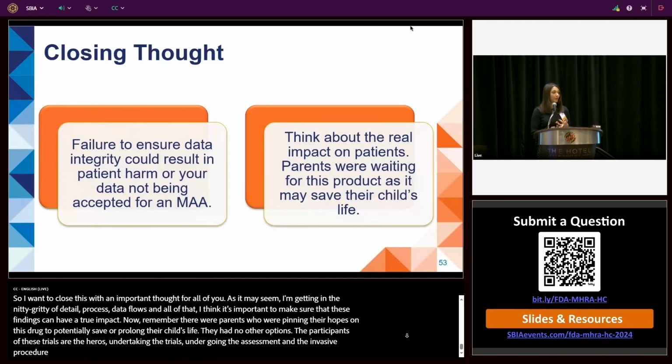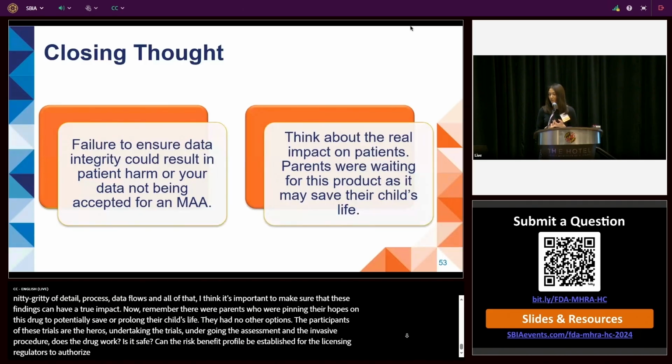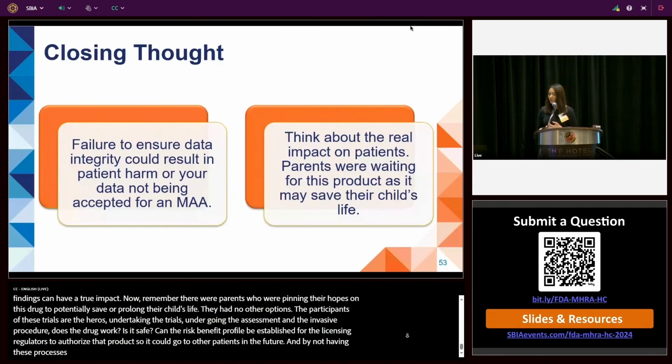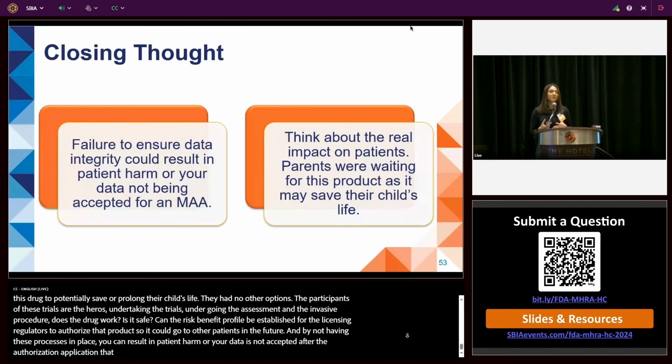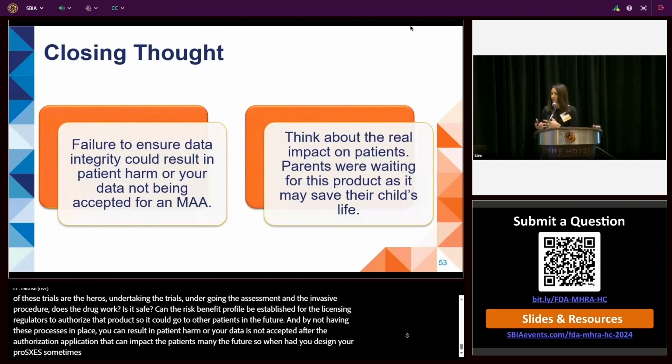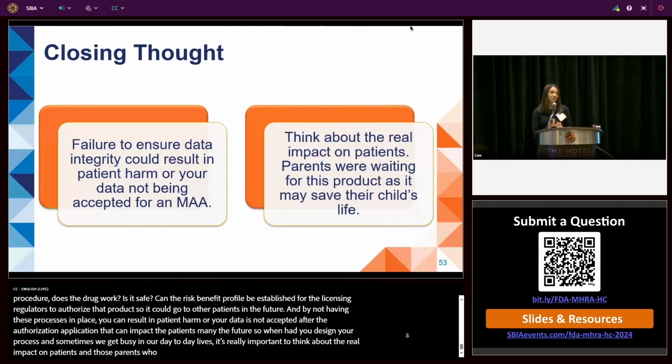And can the risk-benefit profile be established for the licensing regulators to authorize that product so it could go to other patients in future? And by not having these processes in place, you can result in patient harm or your data not being accepted for marketing authorization application that could impact patients in future. So when you're designing your processes, and sometimes we can get really busy in our day-to-day lives of process and trials and meetings and emails, it's really important to really think about the real impact on patients and those parents who are waiting for this product as it may have potentially saved their child's life.